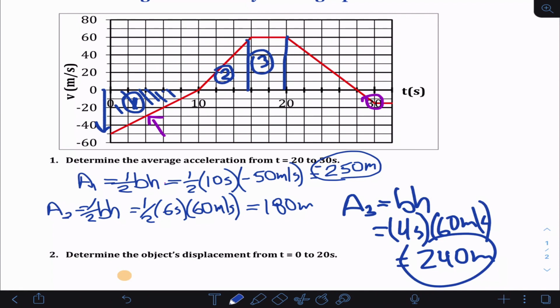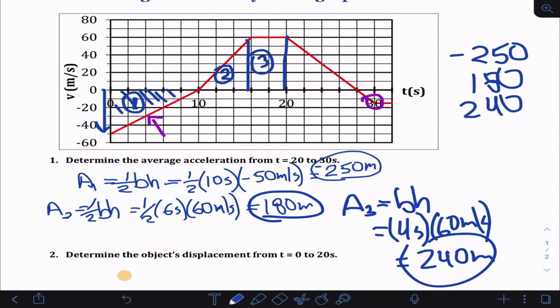So what has happened here is the displacement is going to be adding up all those values, knowing that the negatives are to the left and the positives to the right. So these are going to work against each other. If you sum these values up, the total displacement is made up of 3 individual subsections, and so we have a minus 250, a plus 180, and a plus 240. And that will be the total displacement of this entire situation.